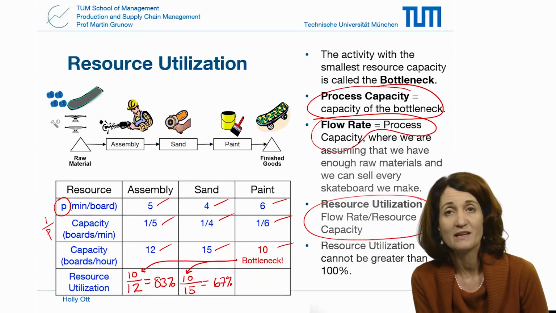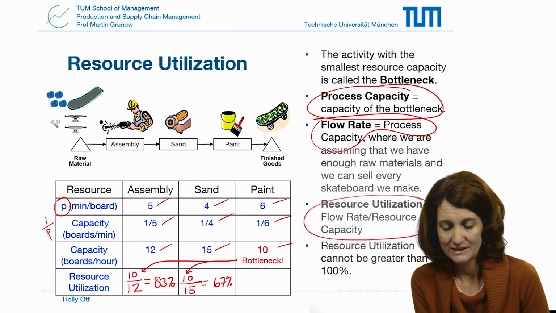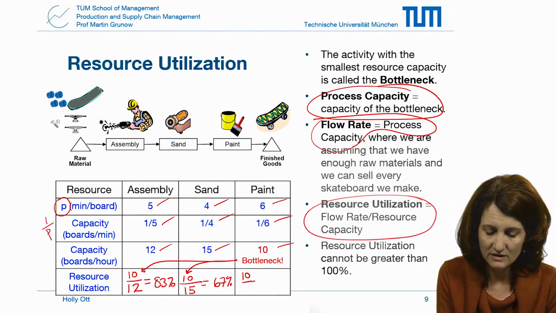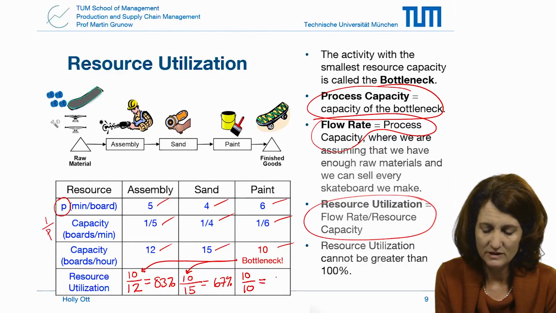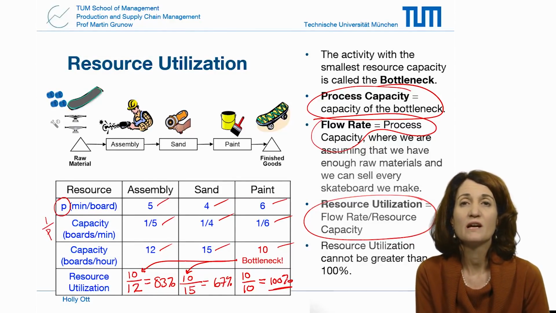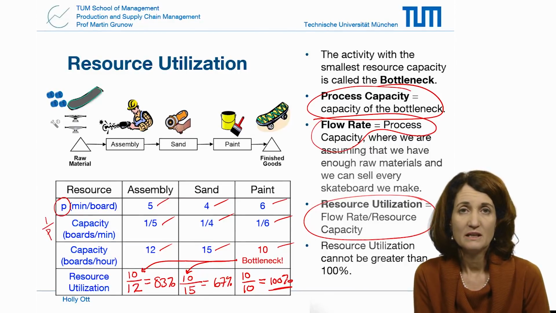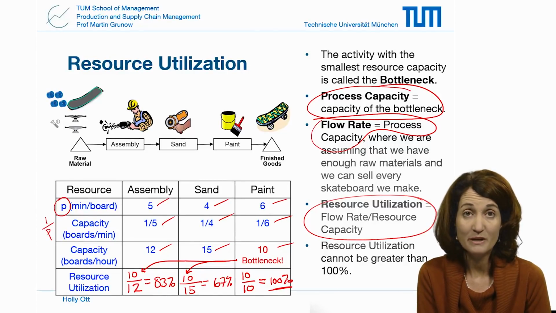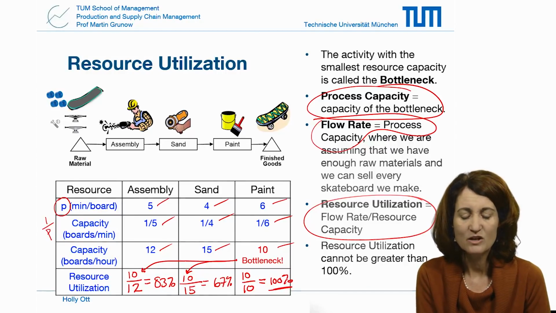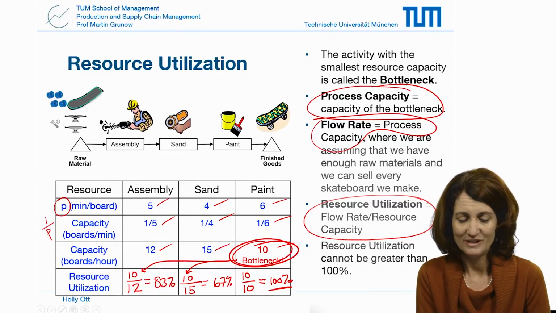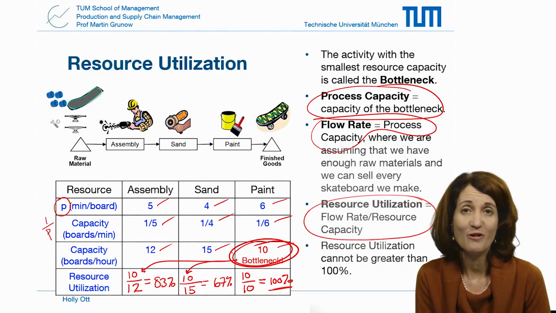And what do you think the resource utilization is at the bottleneck? You've got it. 10 over 10 is going to be equal to 100%. What does this mean? The bottleneck is working all the time. If there's enough input and enough demand, the process capacity is equal to the capacity of the bottleneck. And that painter better keep painting 100% of the time in order to keep the process at least producing 10 boards per hour.